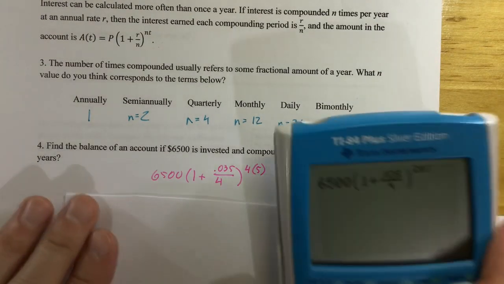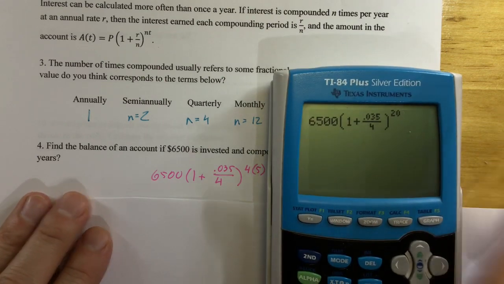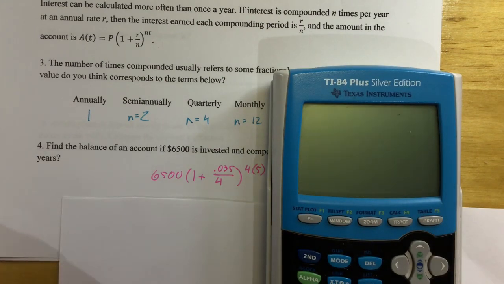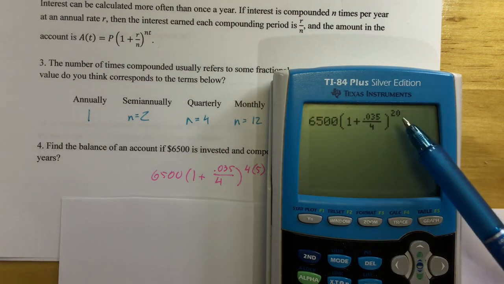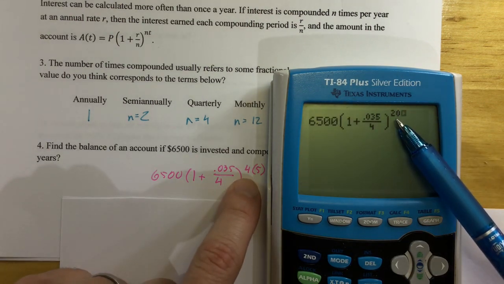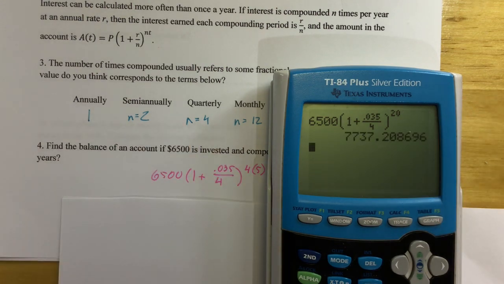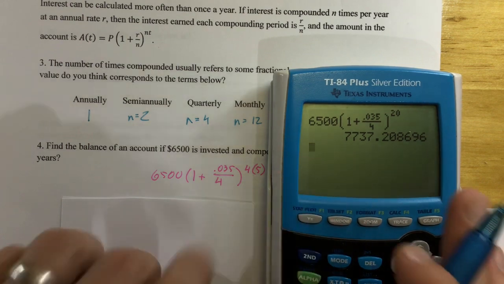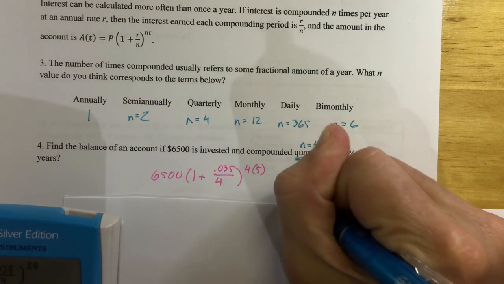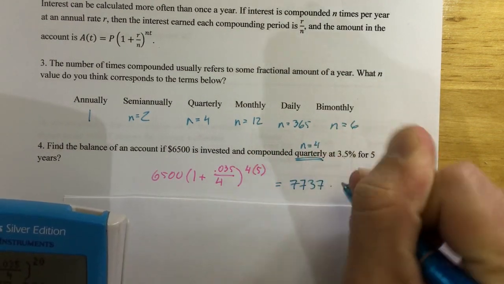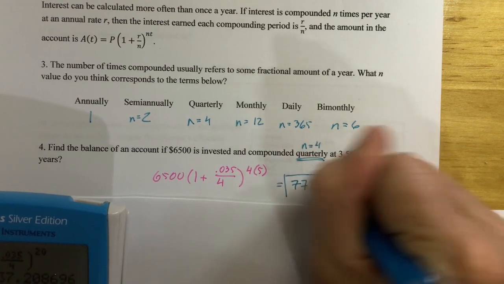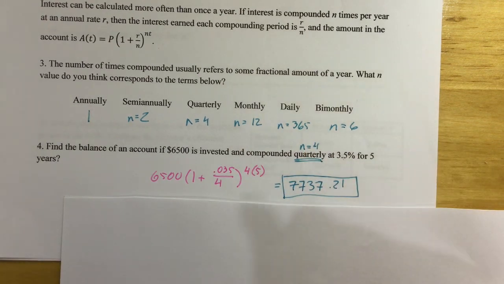Okay, and then to save just a bit of time here, I've already typed it into the calculator, so I can just press enter. Oh, it turned off on me, but I can just press enter. By the way, I did just put a 20 up there because, you know, do a little mental math on your own. 4 times 5 is 20. Okay, press enter, and you get 77.37 and about 21 cents.